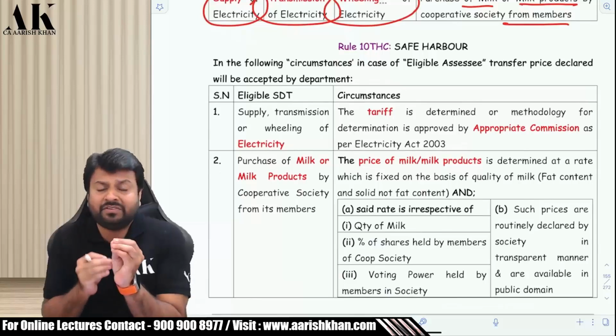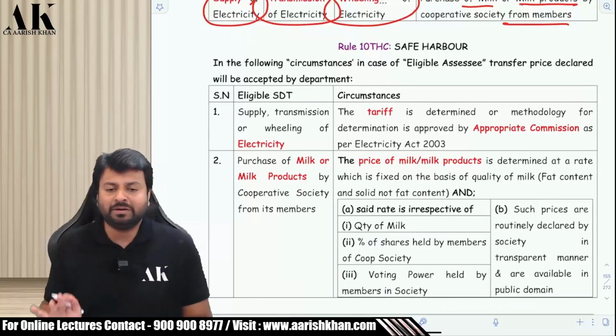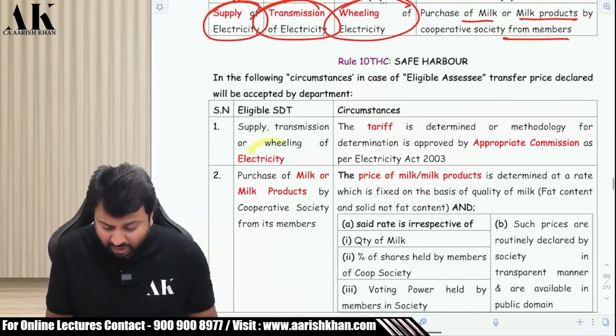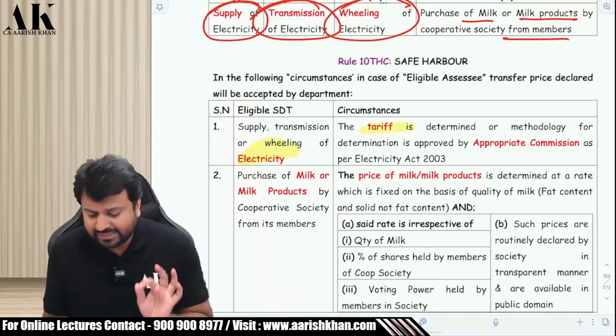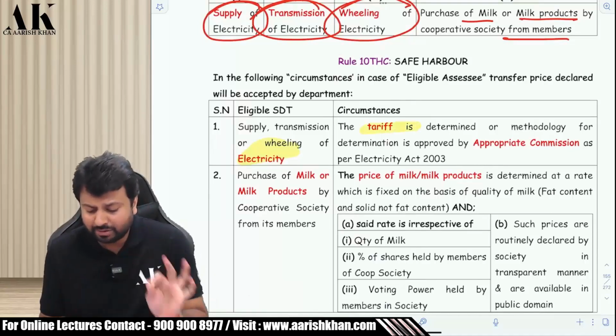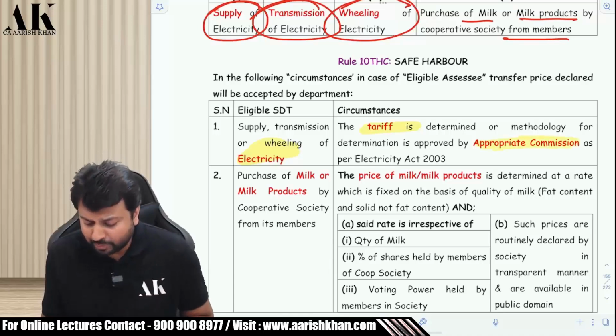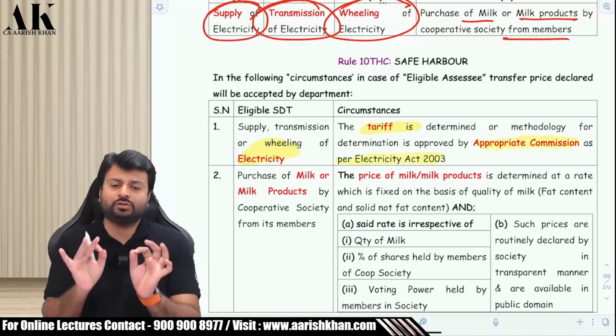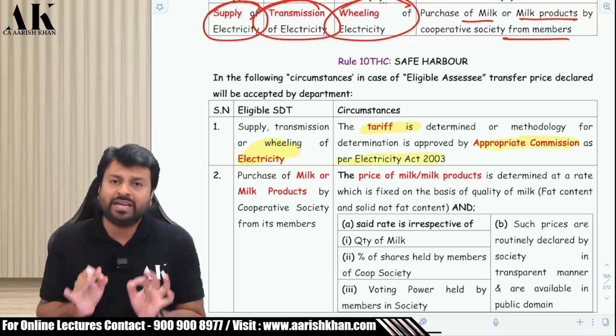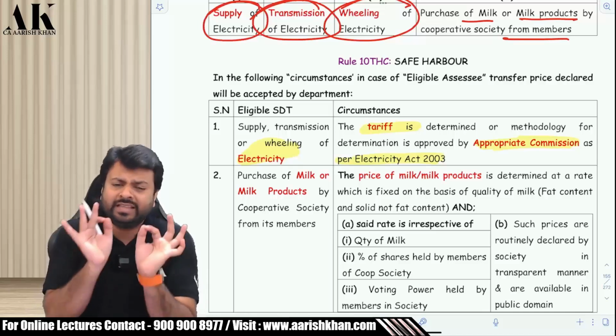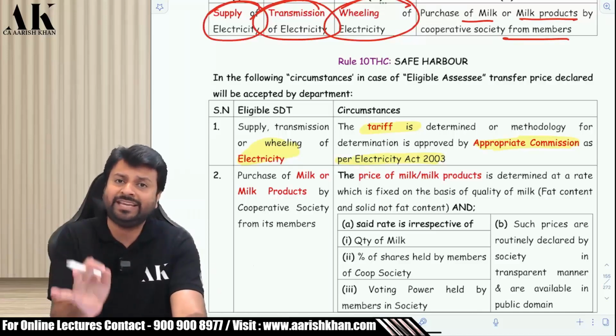Okay, now what is the safe harbor? How much minimum profit are they supposed to show so that the department will not raise any question? In case of a government company, they have to at least declare the tariff which is determined, or the methodology that is determined, by the appropriate commission as per the Electricity Act 2003. So in case of a government company, they have to show that much tariff which is declared under the Electricity Act.